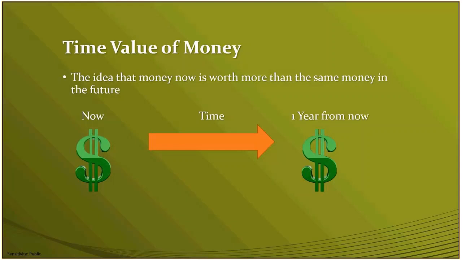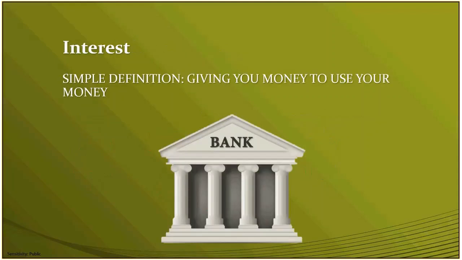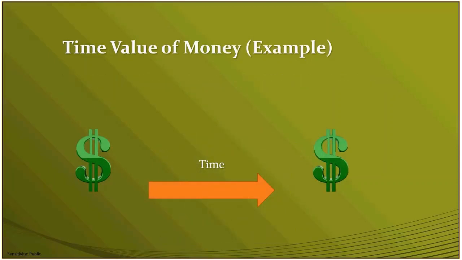something we call interest. A simple definition of interest is giving you money to use your money. Most commonly, everybody's familiar with banks giving you interest. If you have a savings account, you're not earning much interest right now, but that 0.01% that you're getting, that's interest. But it applies to everything outside of banks as well. So let's apply that to the time value of money.